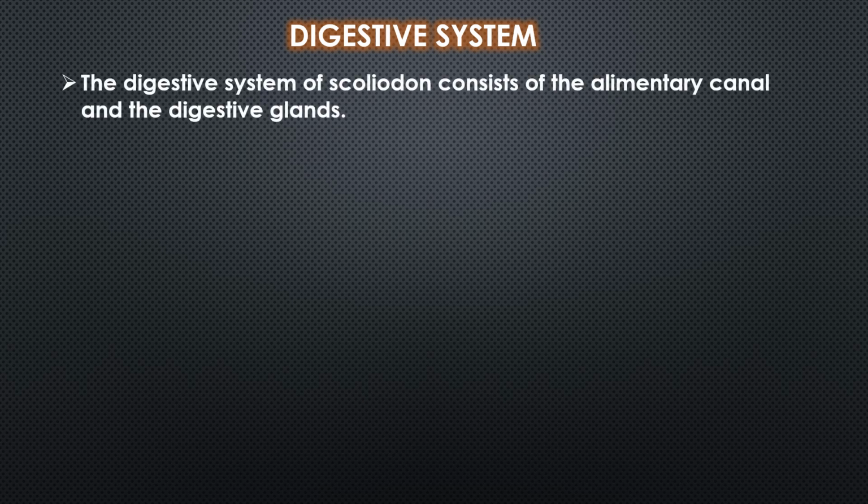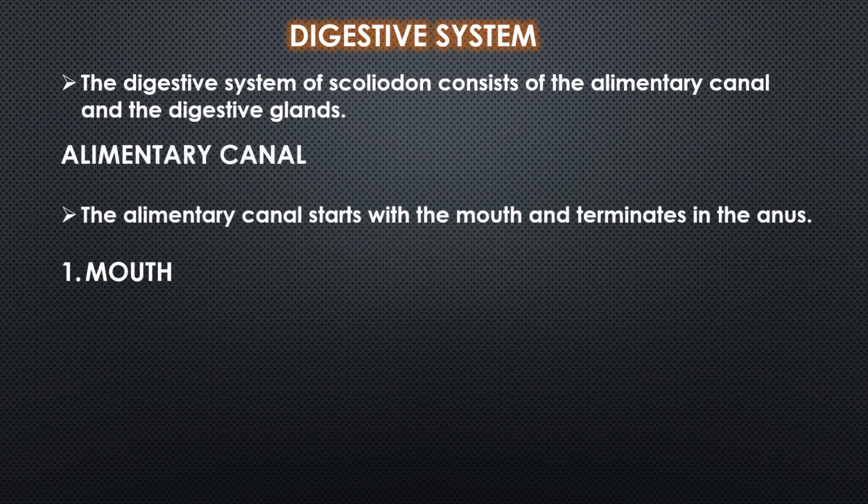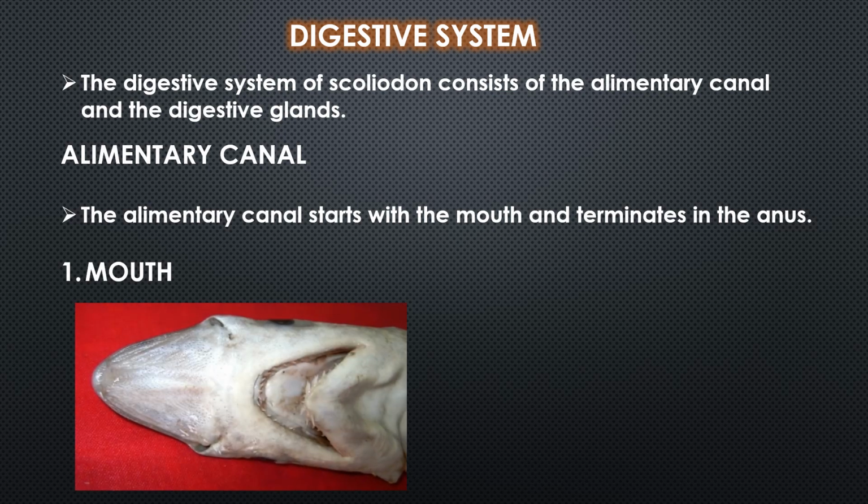The digestive system of Scoliodon consists of the alimentary canal and the digestive glands. The alimentary canal starts with the mouth and terminates in the anus. The mouth is a wide crescentic opening on the ventral side of the head. It is bounded by folds of integument called the upper and lower lips.